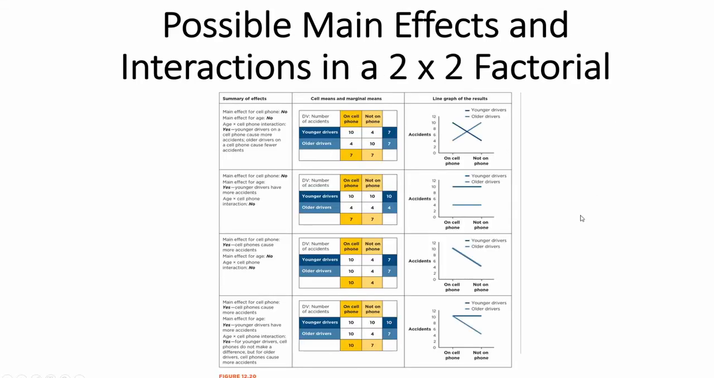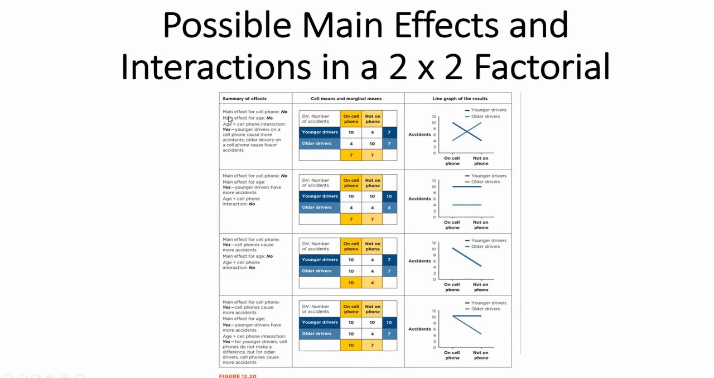Now, these two tables here are going to be showing a bunch of possible things that we can see, a bunch of possible main effects and interactions that you could see in a 2x2 factorial. So they're going to be using that on a cell phone, not on a cell phone, young drivers, old drivers, and they're going to put it together in all of the possible combinations that we could see. So we'll look at the first couple of these, but these are pretty easy to walk through by yourselves, so we don't really need to take a ton of time to do it as a group.